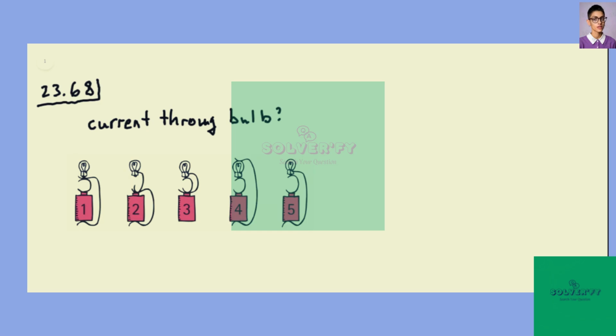(23.68). Which one of these drawings here has a current going through the light bulb? So let's start looking at this. First, we need to think what are the necessary conditions for a current to be going through the bulb.